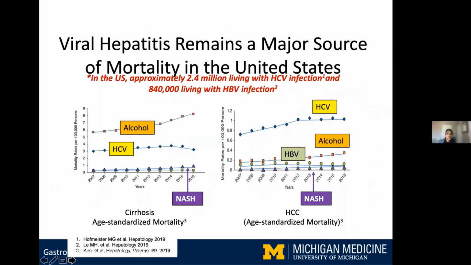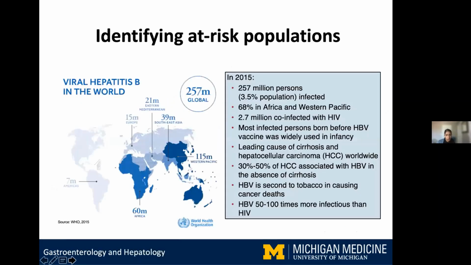Viral hepatitis remains a major source of mortality in the United States. So here is data up through 2016, looking at causes of cirrhosis, as well as risk of liver cancer. So this is really Hep C drives still most of it, although you see with liver cancer, you see more Hep B as well. So as I just mentioned, 257 million people globally are living with hepatitis B infection. And 68% of these people living with hepatitis B infection are located in Africa and the Western Pacific region. 2.7 million are co-infected with HIV.